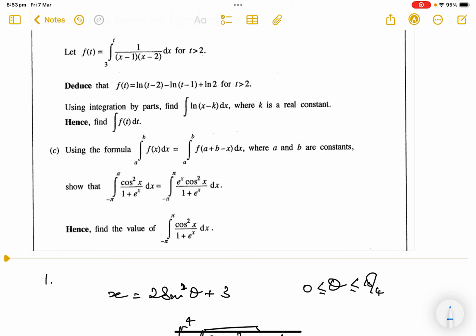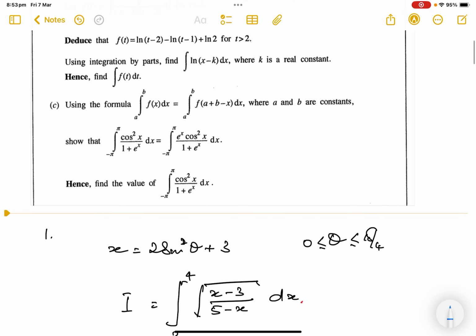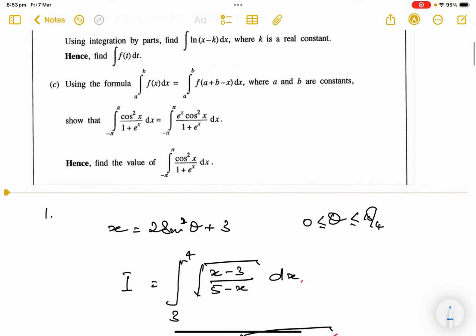So instead of x, but the limits are the same. So that is equal. If we're given some f(x), then we can find that it is equal to the integral of f(a + b - x) dx. That is given, with a and b constant. So for that, given the formula, a and b constant, show that the integral from -pi to +pi of cos squared x over 1 plus e to the power x dx is equal to this. In other words, we need to prove that cos squared x over 1 plus e to the x dx equals f(a + b - x).